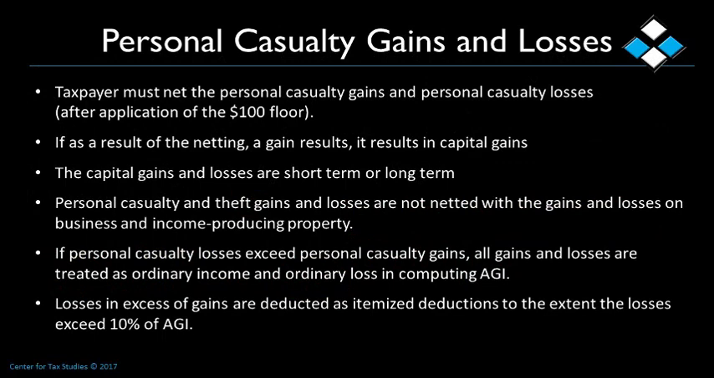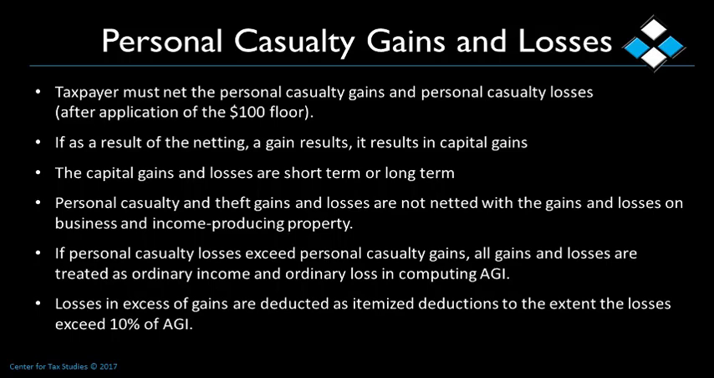So now what happens if there is a casualty gain and a casualty loss? Well, this occurs when you receive more in insurance settlement proceeds than the actual damage. And so the taxpayer must net or offset the personal casualty gain and the personal casualty losses after the application of the $100 reduction or $100 floor.